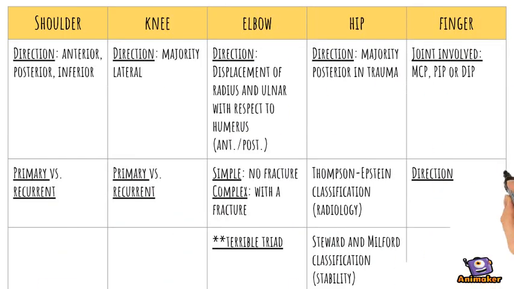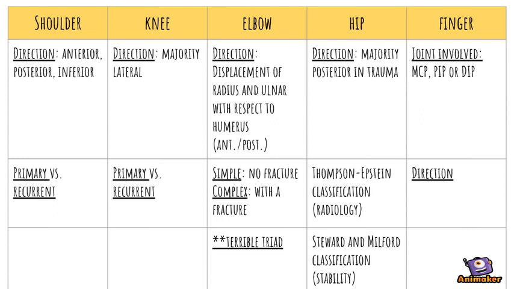With regards to classification, the shoulder, patella, and hip dislocations are characterized by the direction of the dislocation. Shoulder dislocations are either anterior, posterior, or inferior. Hip dislocations can be anterior or posterior, with posterior dislocations comprising the majority of traumatic dislocations.